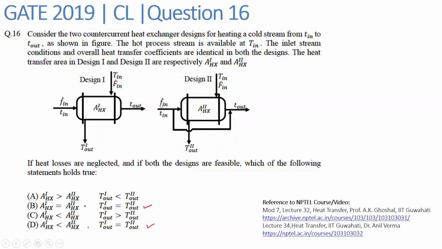in order to make both of these the same, we must increase the temperature of the outlet stream, and that can be achieved by increasing the area of the second heat exchanger as compared to the area of the first heat exchanger. After that we will have a higher T out, and then again we will be mixing it with this cold fluid to match this temperature as T out for both designs.